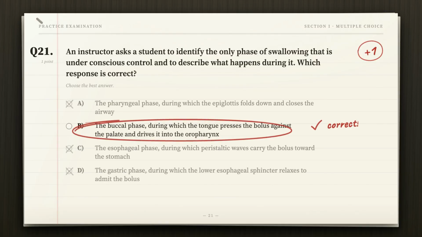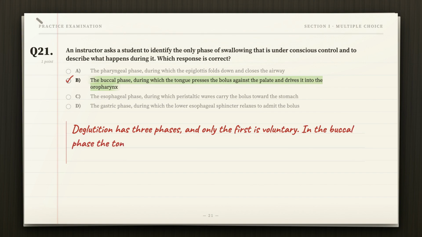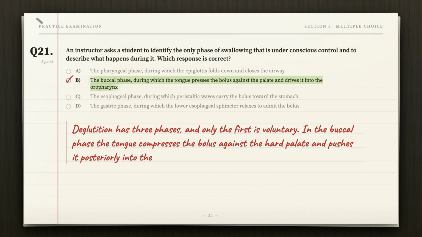The correct answer is B. The buccal phase, during which the tongue presses the bolus against the palate and drives it into the oropharynx. B is correct because deglutition has 3 phases and only the first is voluntary. In the buccal phase, the tongue compresses the bolus against the hard palate and pushes it posteriorly into the oropharynx. The moment the bolus contacts the pharyngeal receptors, control passes to an involuntary brainstem reflex.